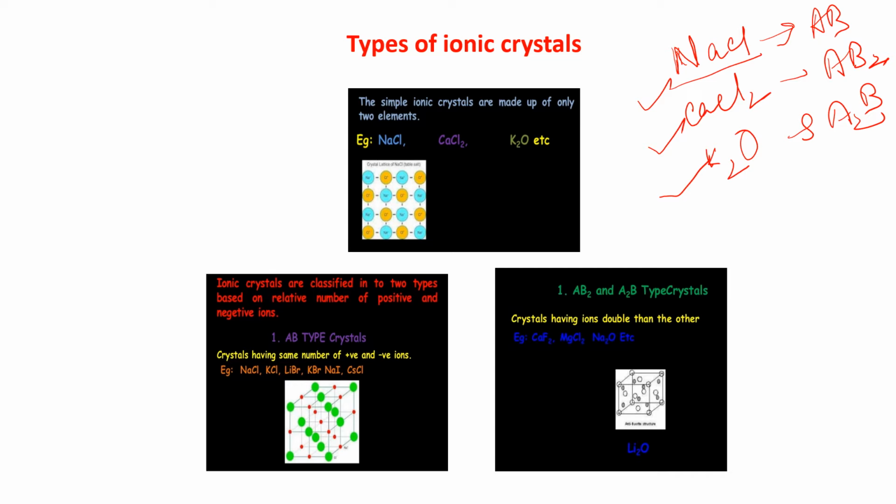Now, ionic crystals are classified into 2 types based on the relative number of positive and negative ions. First is AB type. You can see that it is AB type of crystals: NaCl, KCl. This NaCl is in your portion, we will study about it. Then AB2 and A2B type, that is CaF2, MgCl2, Na2O, all these come under this category. These are the examples of ionic crystals.